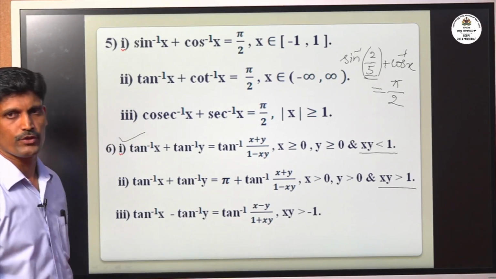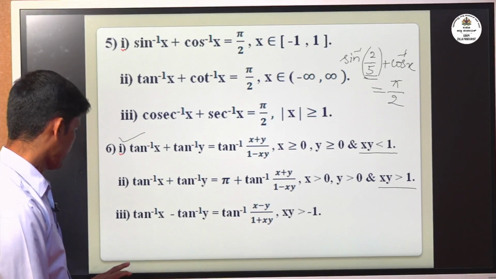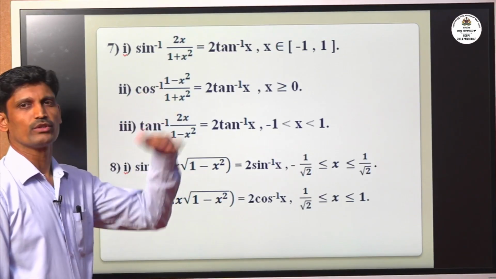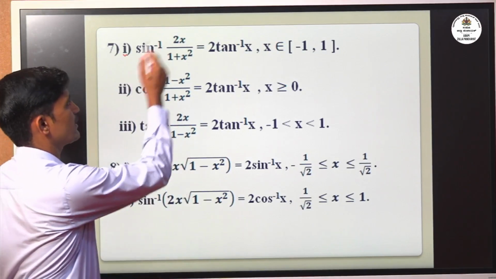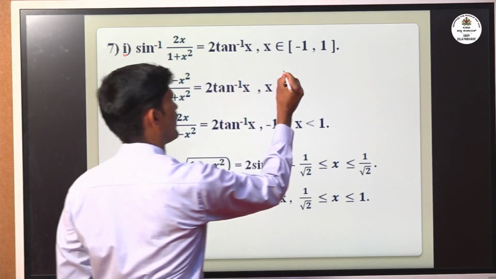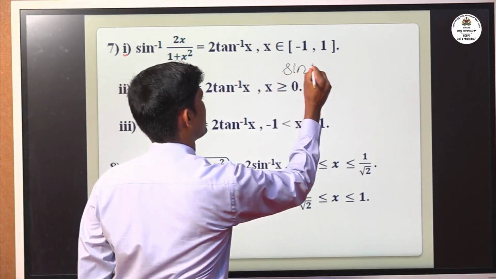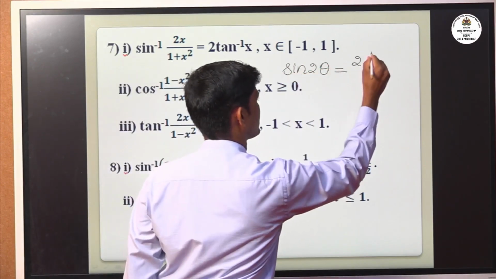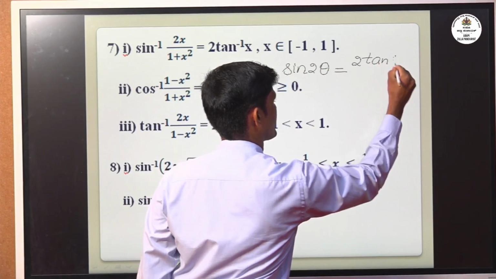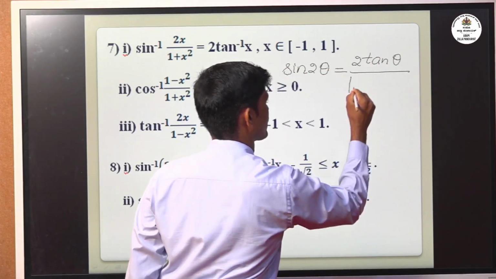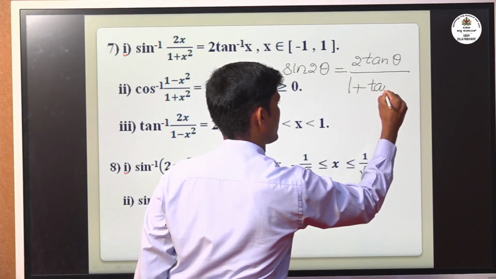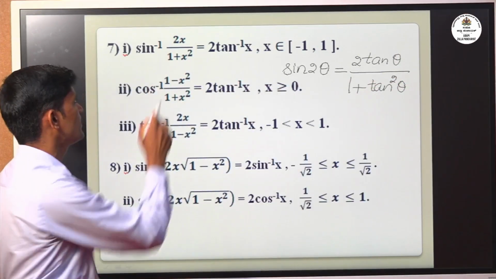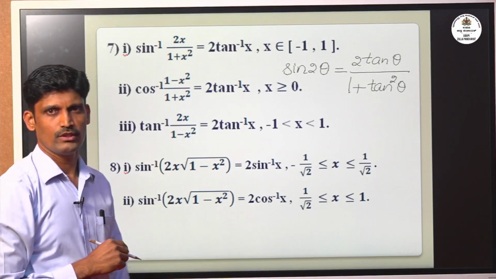These are all important formulae we have studied. Then sin inverse of 2x by 1 plus x square equals 2 tan inverse x. We can easily remember this formula as a sin 2 theta formula. You have already studied sin 2 theta in terms of tan. Sin 2 theta is equal to 2 tan theta divided by 1 plus tan square theta. So if you remember this formula, we can easily remember the sin inverse of 2x by 1 plus x square equals 2 tan inverse x formula.